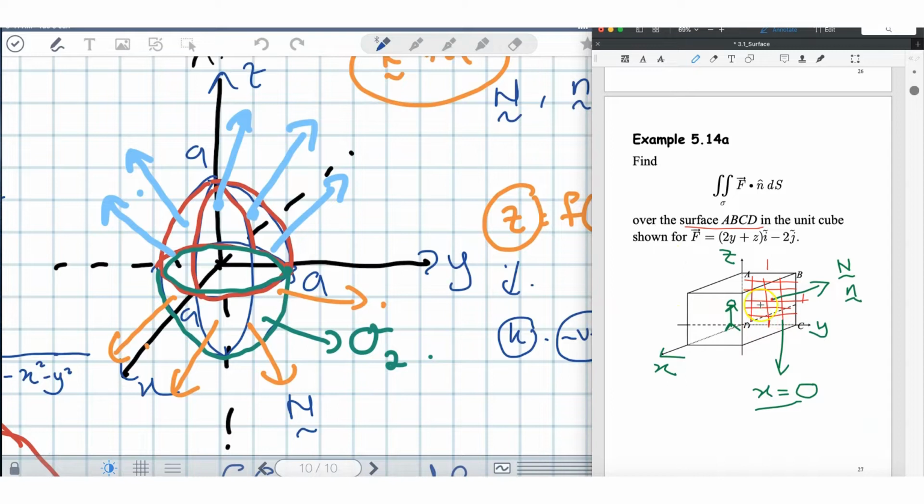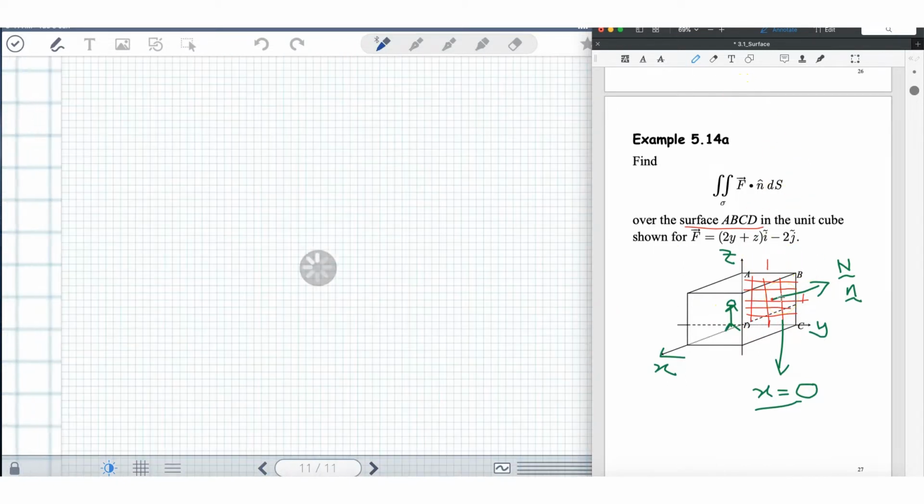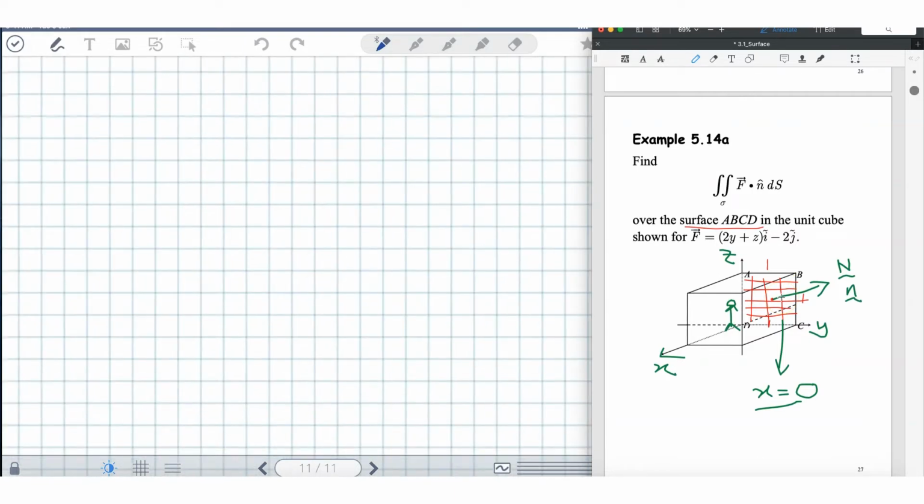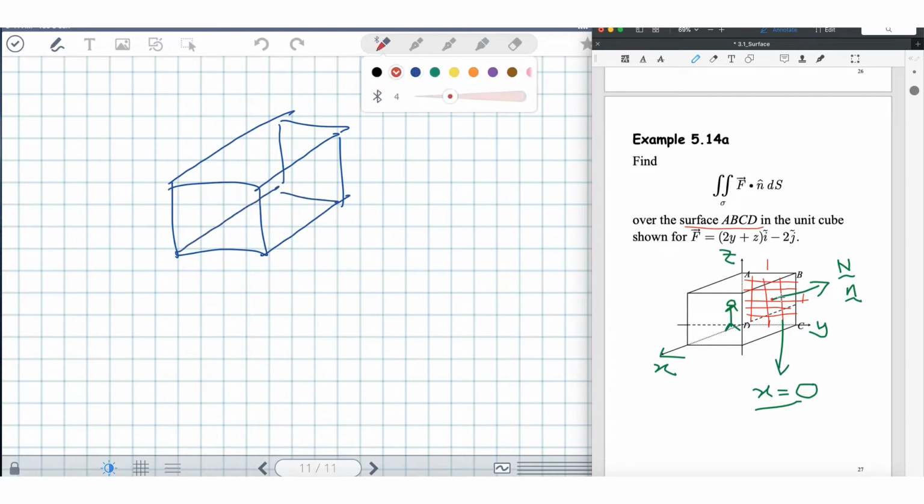So look at the cube here. Let's count how many surfaces we have for the cube, which is a closed cube or cuboid. Front here is 1, back here is 2, the right side is 3, the left side is 4, the top here is 5, and the bottom is 6.